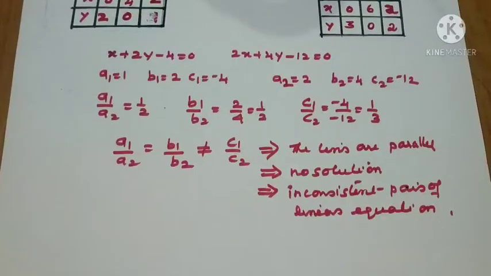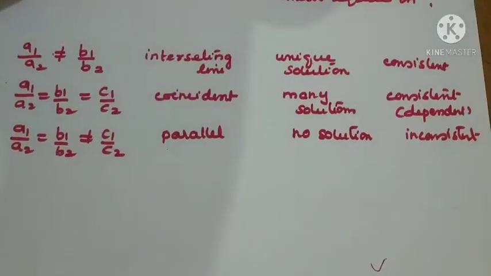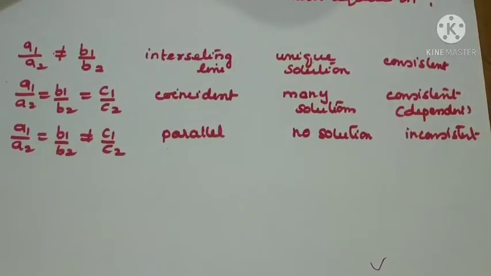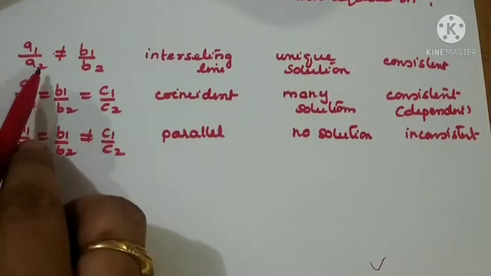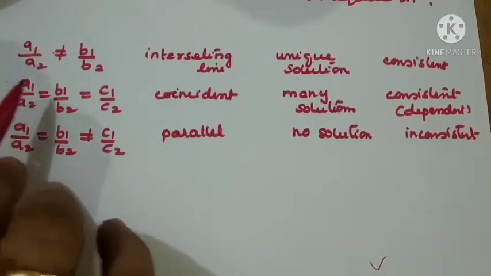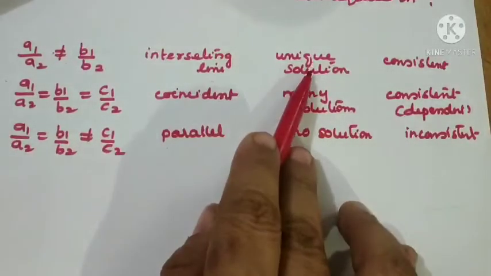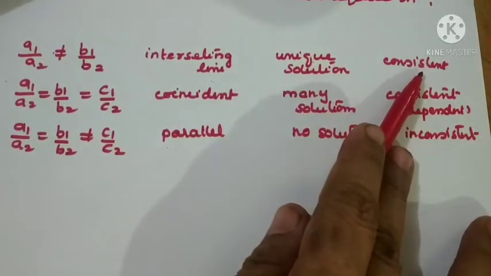So the first two cases, when the lines are intersecting and when the lines are coincident, are called a consistent pair only, whereas when the lines are parallel, we call it an inconsistent pair. So what we learned from three graphs: a1 by a2 not equal to b1 by b2. If it is not equal, only the first two ratios are to be checked. Intersecting lines, unique solution, and consistent.